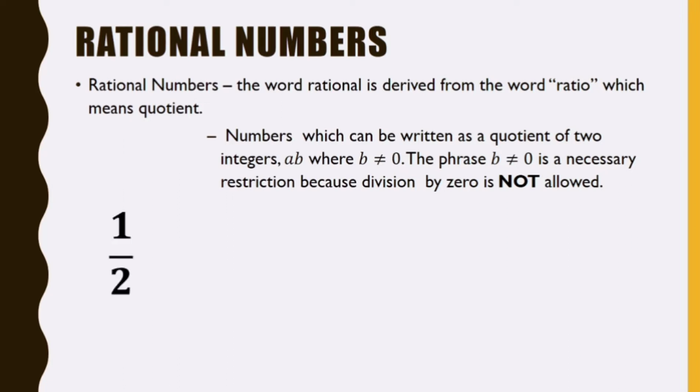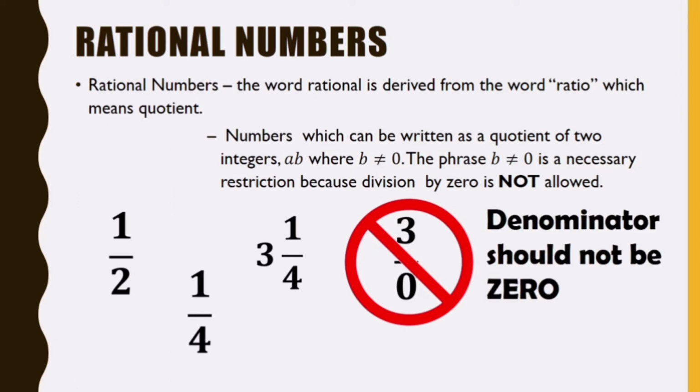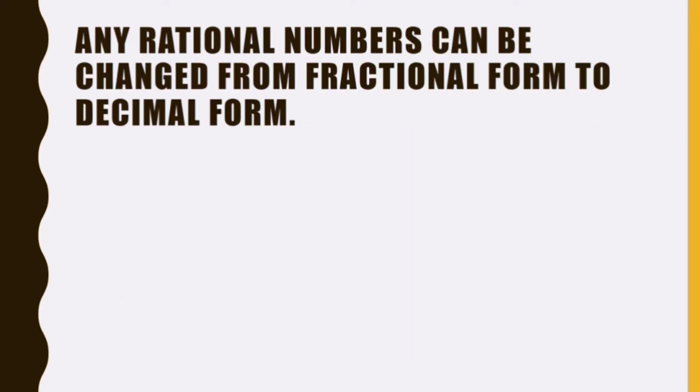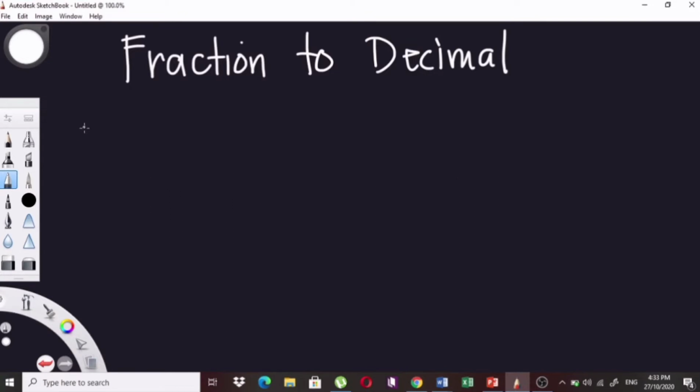is not allowed. So we have 1/2, 1/4, 3/4 are the common fractions that we see in the books. But 3/0 is not allowed because the denominator should not be 0. So makakita kayo ng 0 na denominator, ang magiging sagot doon ay undefined. Any rational number can be changed from fractional form to decimal form. To change a fraction to decimal, just divide the numerator by the denominator.